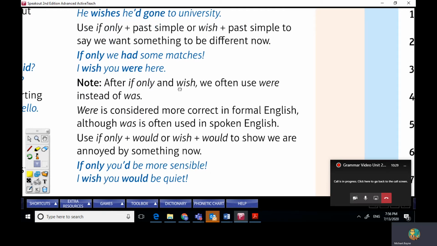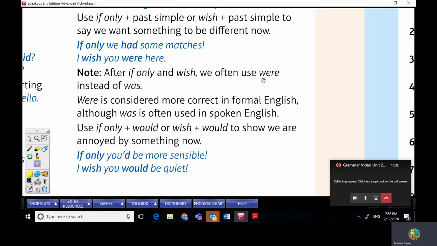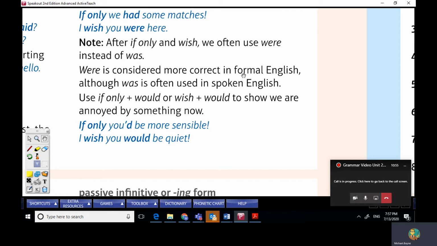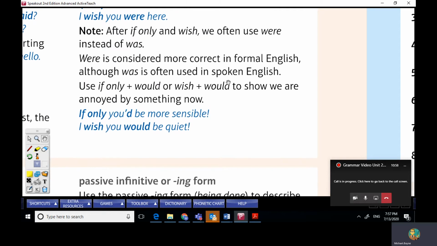Sometimes with if only and wish, we use the verb were instead of was, even if it's a singular subject. And that's called the subjunctive mood. It's a holdover from Latin that English just kept for some reason. So sometimes you might say, I wish he was here, or I wish he were here. They would both be acceptable. Were is considered a little bit more formal when we use it with those singular subjects in the subjunctive mood with if only and wish.